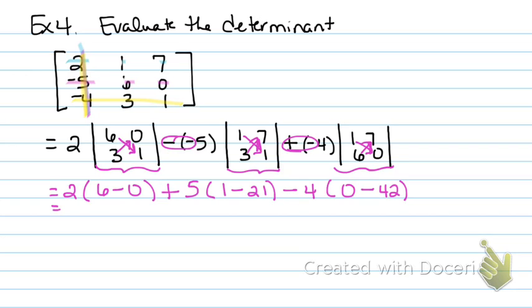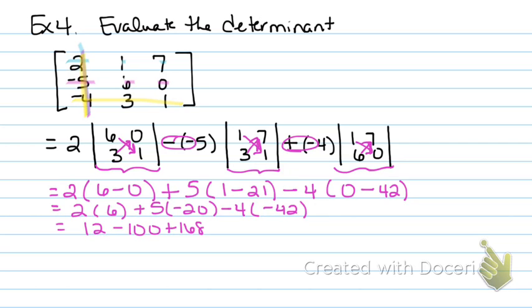So I'm going to do my parentheses. I got 2 times 6 plus 5 times negative 20 minus 4 times negative 42. And if you want to just put that straight in your calculator, you can. But I end up with 12 minus 100 plus 168. Put all that in your calculator and you should get 80, which is the answer to our determinant.